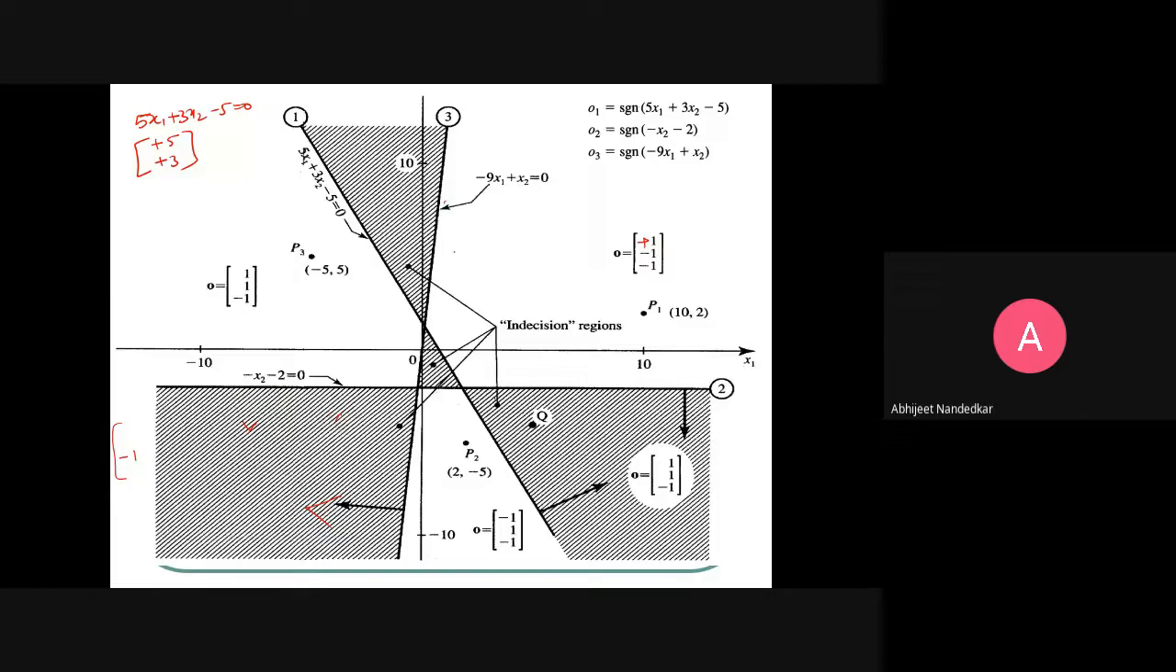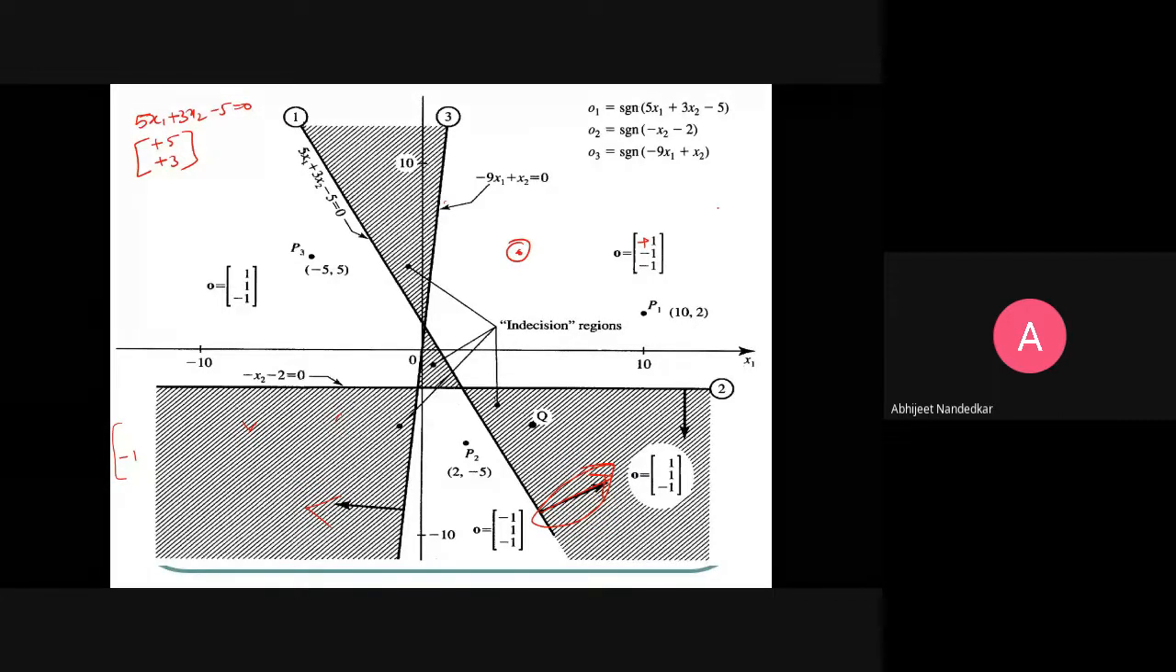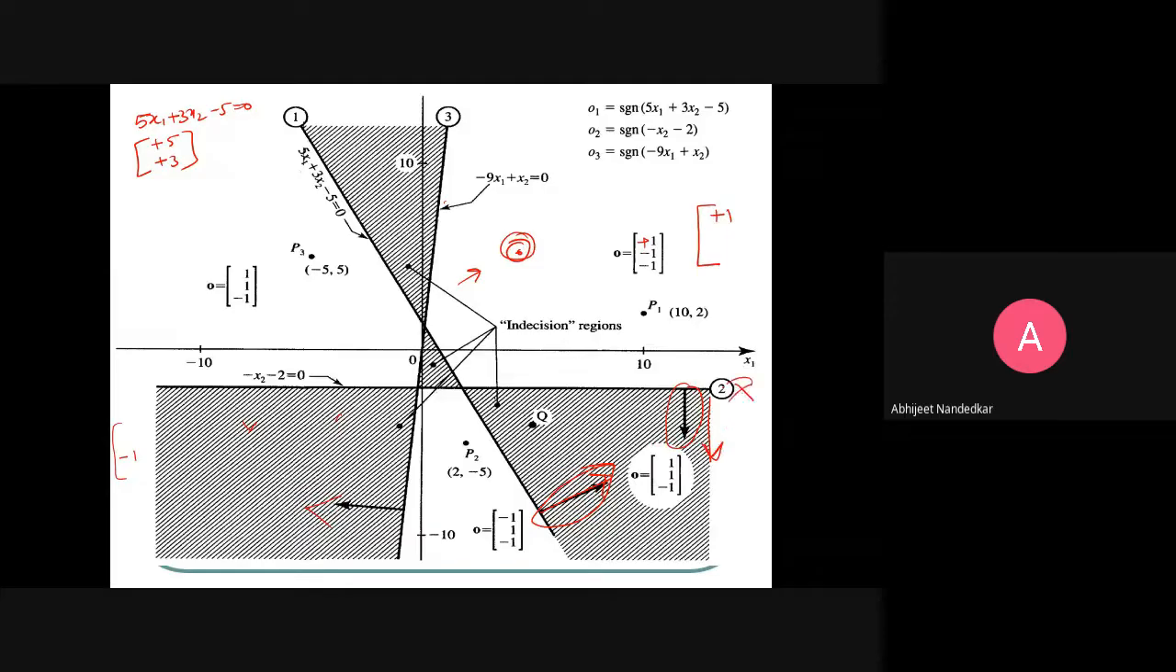When I stand here, what is line number 1 saying? Line number 1 is saying whenever you are above me, in this direction, I am going to fire. So neuron number 1 is going to fire since I am in the correct position, so this will produce +1. What about neuron number 2? Neuron number 2 is saying go this side so that I will be firing. But I am standing in the opposite direction, so this neuron is not going to fire.